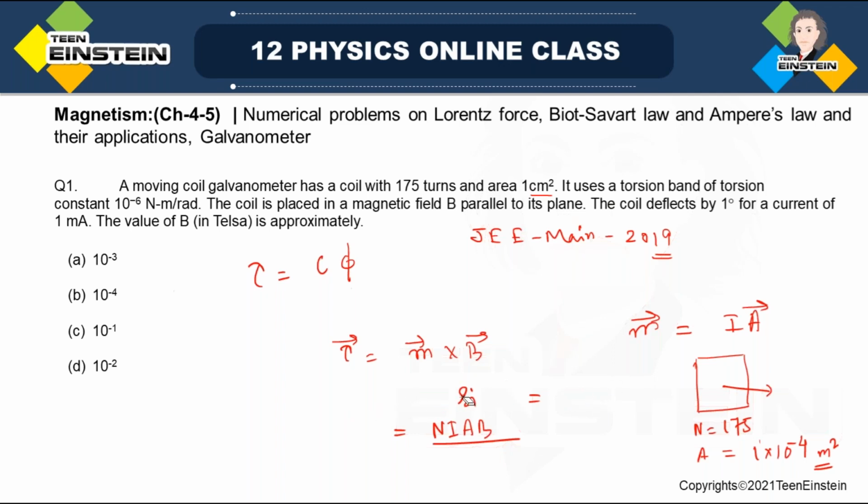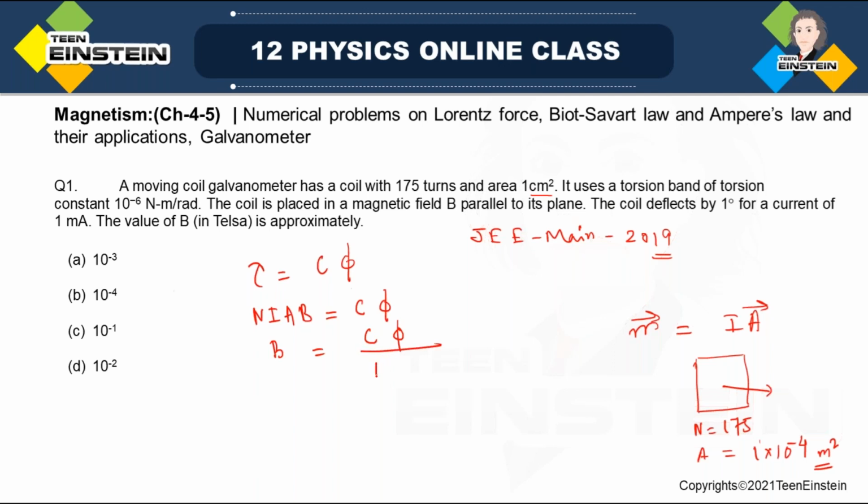So we have got torque NIAB. So this we will write NIAB is equal to C. The torsional constant is already given. C is actually 10 to the power minus 6 Newton meter per radian. So we have to actually find out B. B is equal to C into phi divided by N, I and A.